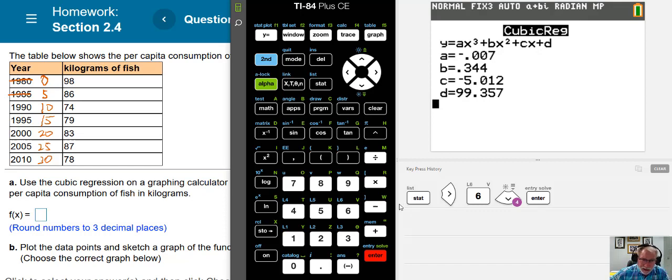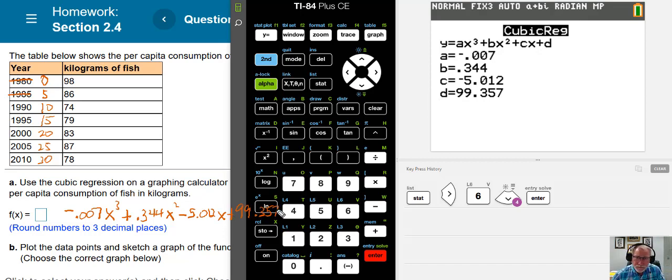So now my answer, as you can see on here, comes out to be negative 0.007 x cubed plus b, 0.344 x squared, plus c and plus d.